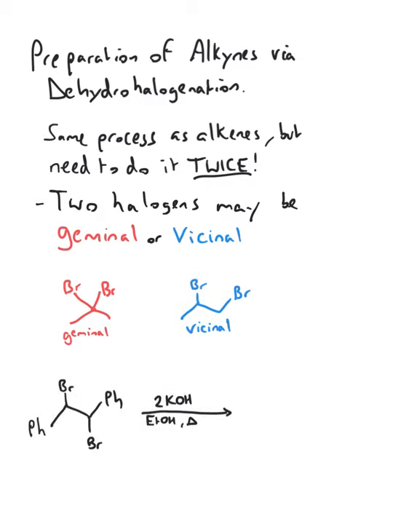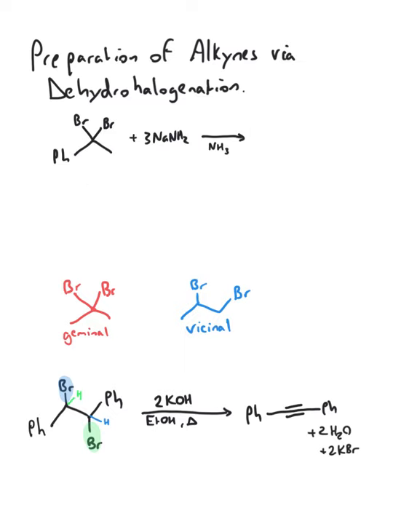How does it work? Well, here we go. If we add 2 potassium hydroxides in ethanol and heat this dibromo-stilbene, we will eliminate both halogens to yield this triple bond. Pretty neat, huh? Here's an example of a geminal dibromide reacting with 3 equivalents of sodium amide in ammonia.